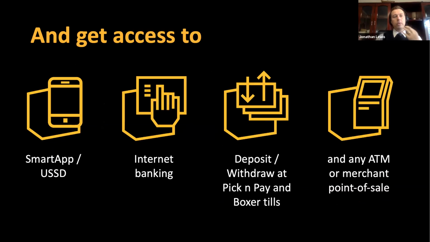Now, what do you get for that 5 minutes of investment of your time? Well, you get the card, of course, that you can use to transact like we would with any other banking institution within the world. You get access to our smart app, and for our users who don't have smartphones, USSD. You get a full internet banking portal where you can start interacting and managing your finances. You also get to deposit and withdraw at any Pick n Pay or Boxer tills.